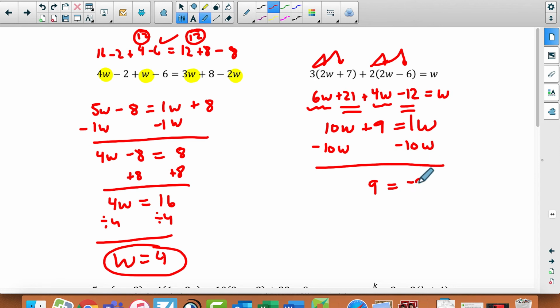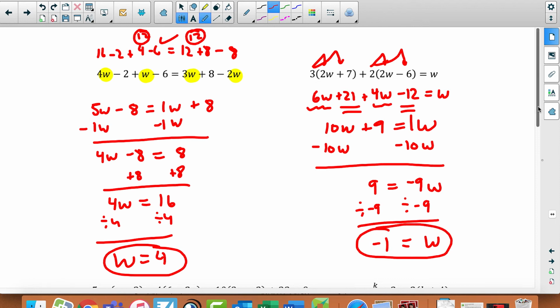That equals negative 9w. And this is negative 9 times w. You're going to do the opposite. You're going to divide by negative 9. Divide by negative 9. W equals 9 divided by negative 9 is negative 1. And you're done. Okay? Tricky one.